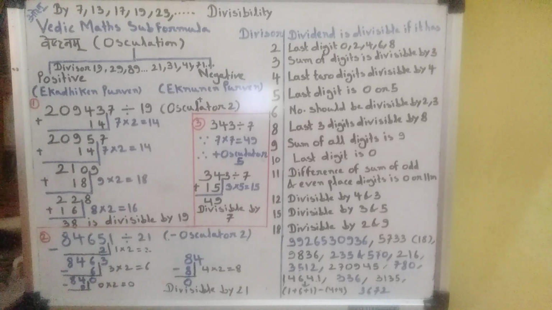So whenever the last remainder is 0 only, or the divisor itself, then the number will be completely divisible by that divisor. Here we come to 0 in the end. So 84651 is completely divisible by 21. Isn't it interesting? Thank you.